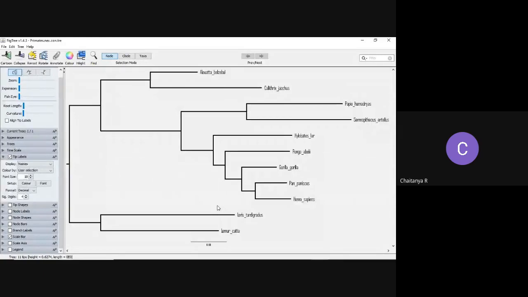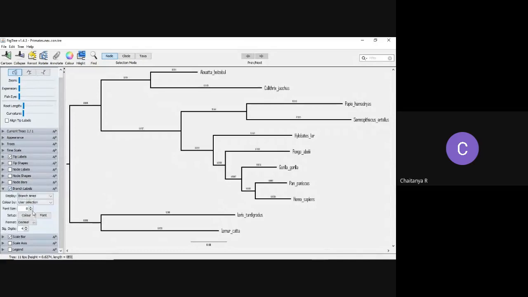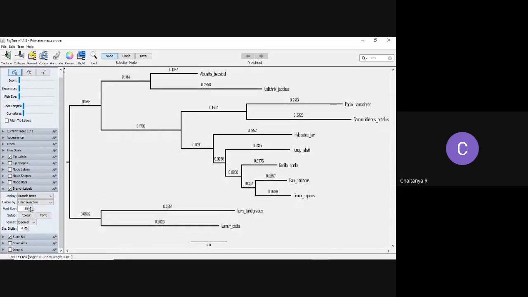So now let's figure out what the posterior probabilities for the branch lengths are. We go to branch labels on your left, select branch labels, and increase the font size so that everyone can see, right? Now it is set to some branch times or some random thing. If you click this drop down, you will see probability, right? So click on probability. Now it gives you posterior probabilities for each of the branches, right?